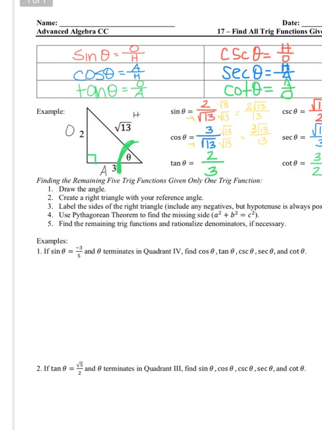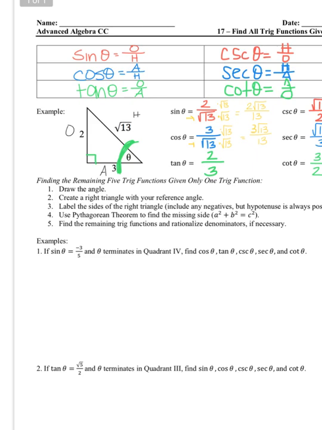Step 4, use Pythagorean theorem to find the missing side. A squared plus b squared equals c squared. That's Pythagorean theorem. And then last, you're going to find all the trig functions and rationalize the denominator if necessary. So that last step is what you just did. Okay, so I know that doesn't really make any sense until you actually apply it. So let's go through this first example, okay?